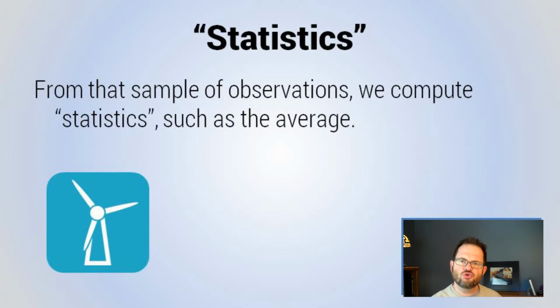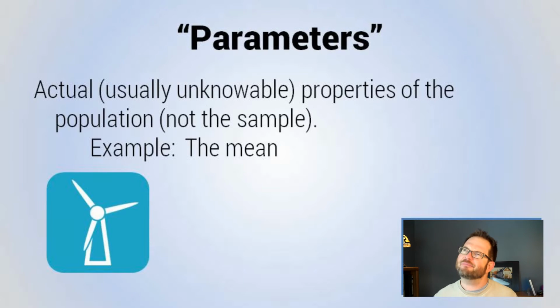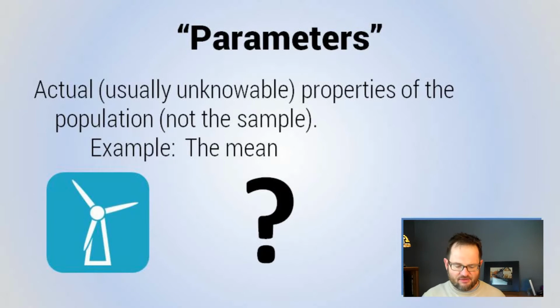That's in contrast to, kind of the opposite of a statistic, if you will. I'm not sure opposite's the right word, but in contrast to a statistic, there are parameters. The parameters are what we're actually trying to get a handle on. They are the actual, but unfortunately usually unknowable, properties of a real population, not the sample. An example of a parameter is the mean. Now, this is getting a little tricky to think about, so let's go ahead and talk about parameters and statistics for a moment.